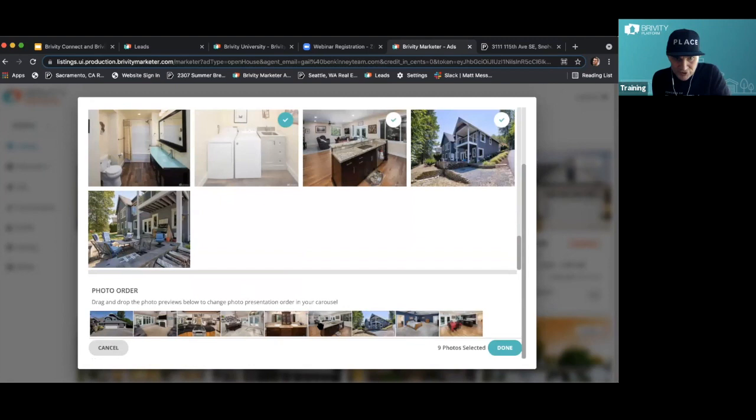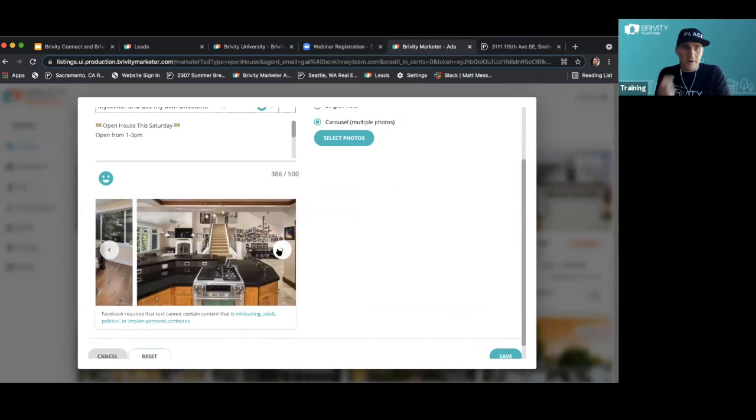And then if they were going to scroll, I'd want them to see the kitchen next, and then the living room, and then the rec room, right? I'm like, okay, cool, done. Now my photos are in order here on my ad, right? I've got my copy built in here to the top.